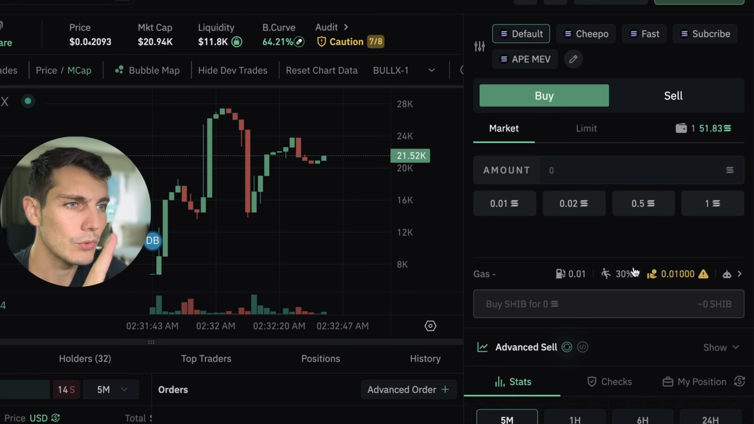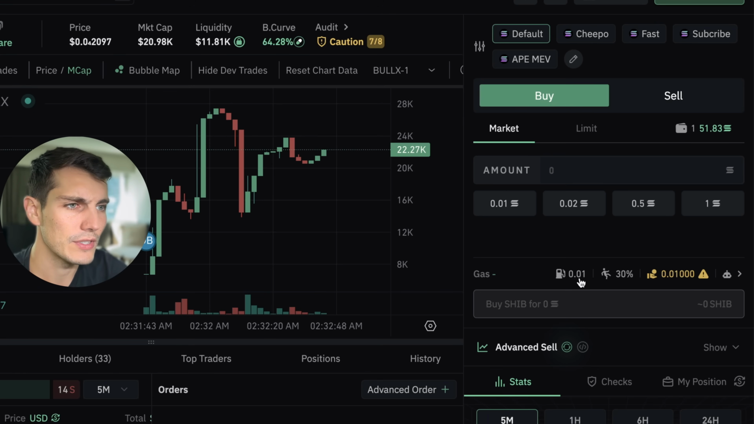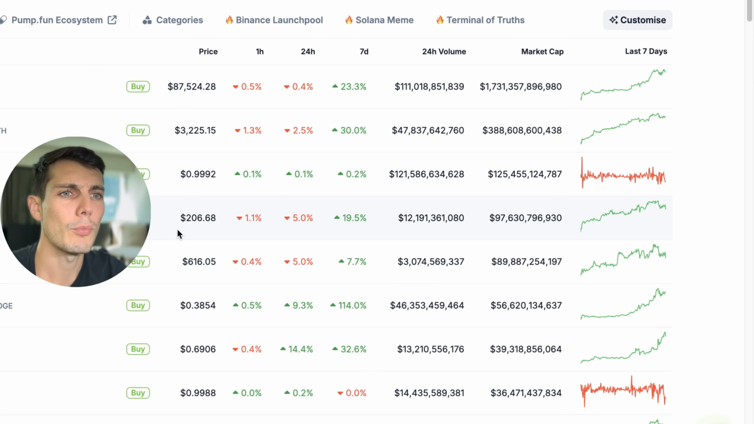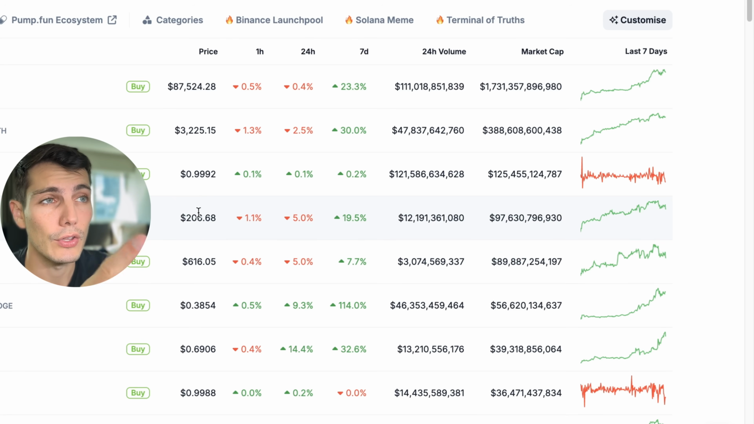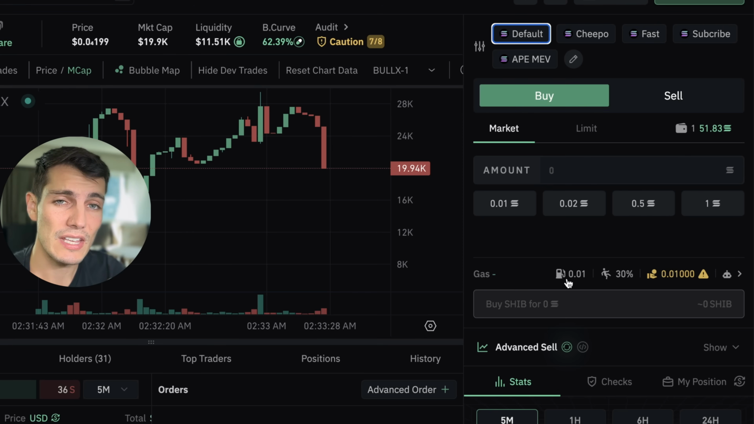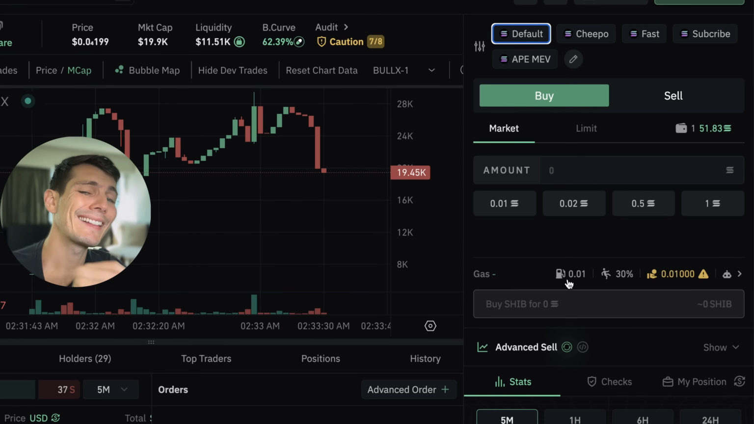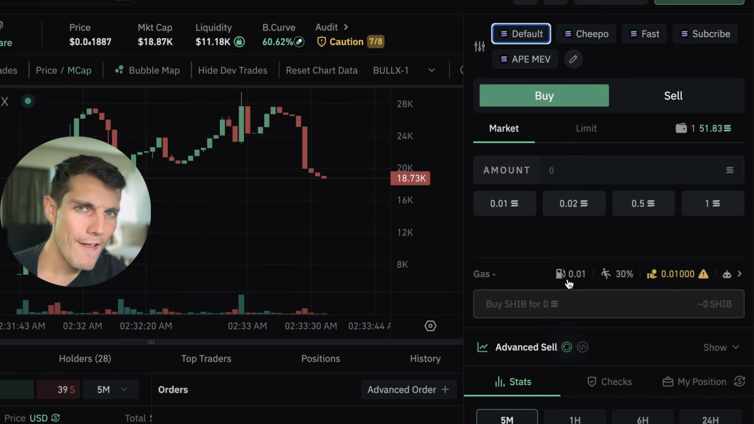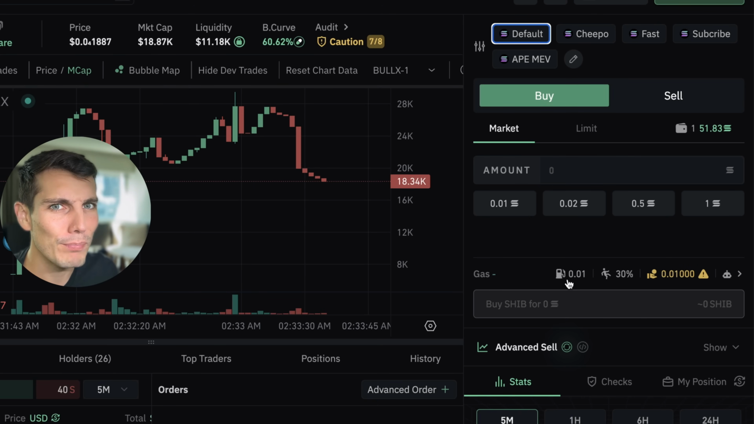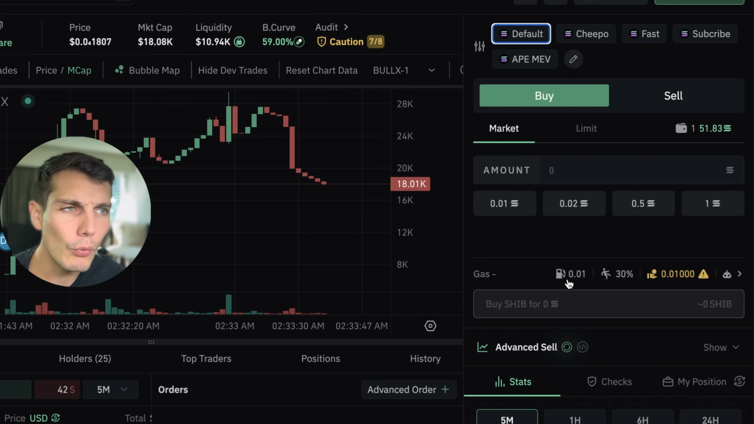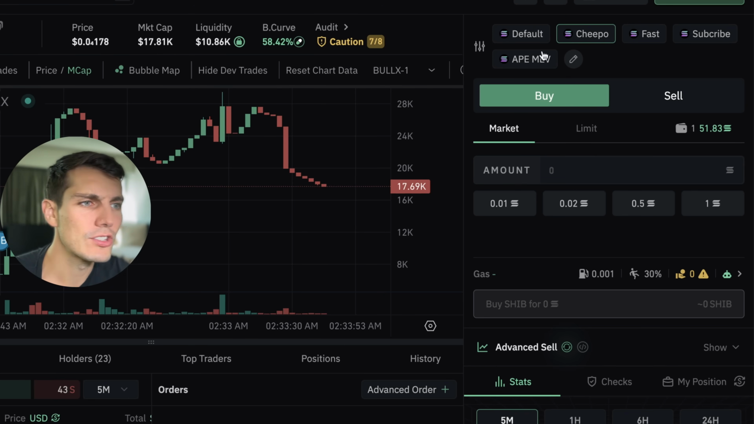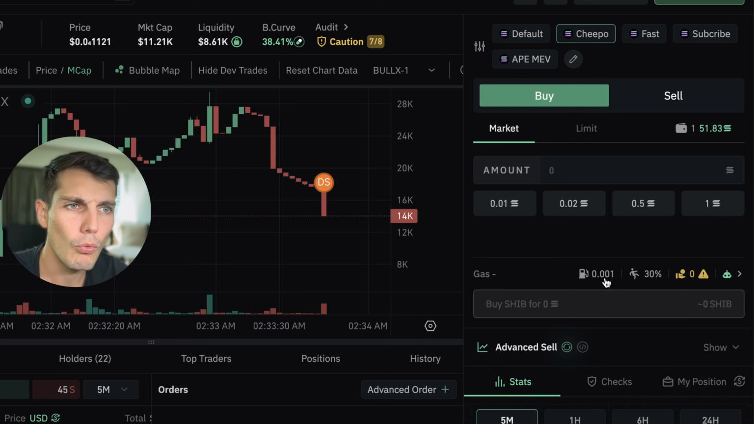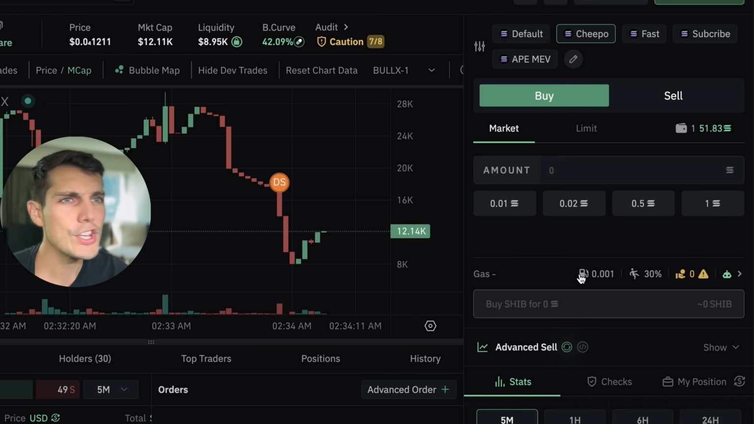Now, what we need to look at here is a normal transaction fee. 0.01 Solana in gas fees is quite a high amount. When you check the price of Solana at $200, that means that if I use those settings, it's going to cost me at least $2 per transaction, every time I want to go in and every time I want to go out. So if I was starting with a $20 portfolio, I would be wrecked already. That's why I have another one called cheapo. In cheapo, the transaction fee is 0.001.